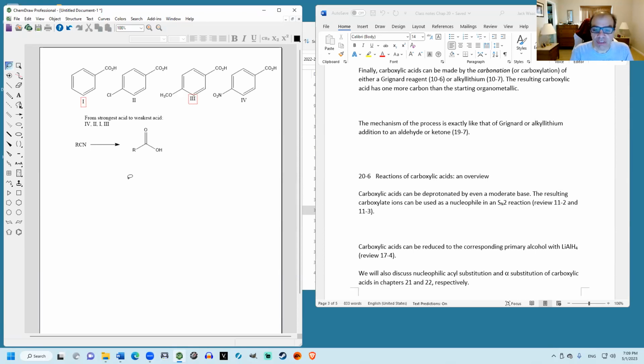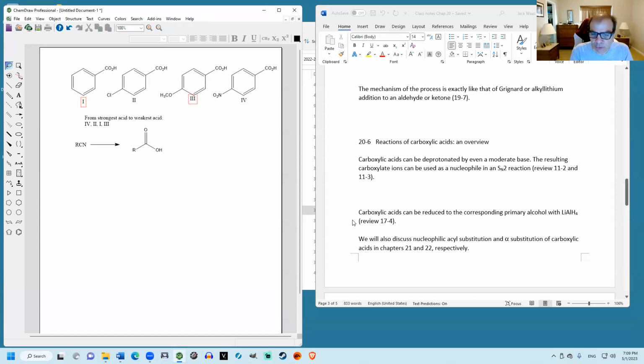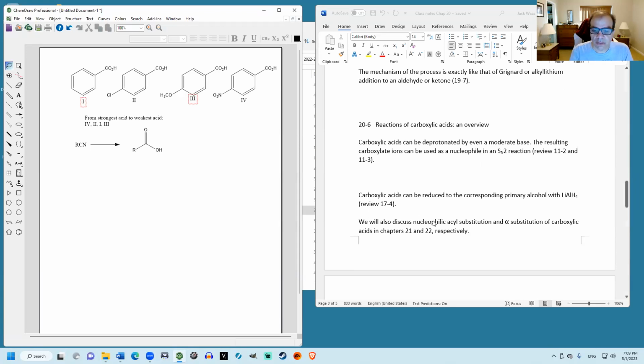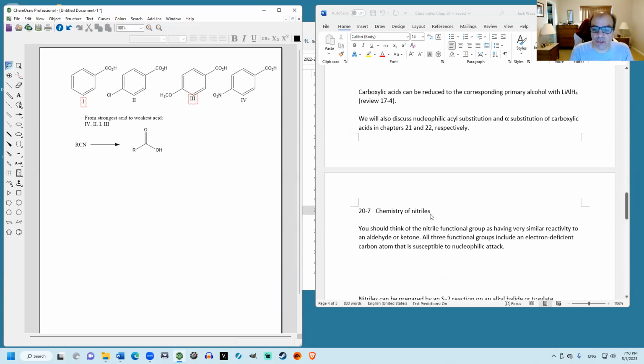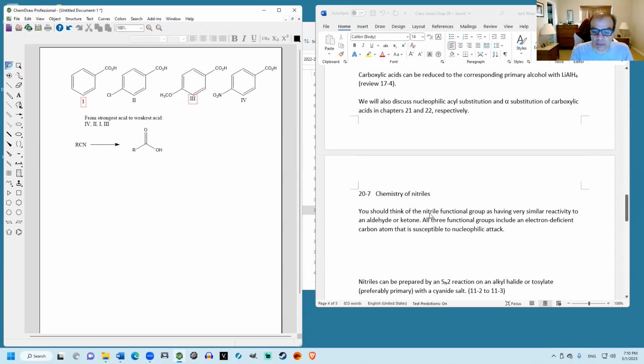One of the main reactions is deprotonation by even a moderate base, and then doing an SN2 reaction. This is a way of making an ester. So you can review about that back in chapter 11. It's just an SN2 reaction. A lot of these came from chapter 11 and chapter 17. But they left the main topics of nucleophilic acyl substitution and alpha substitution to chapters 21 and 22.